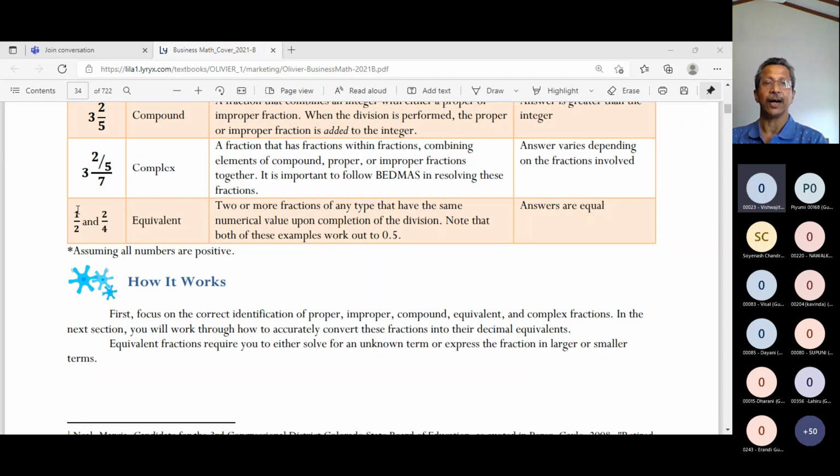Then there are half and 2 upon 4, 1 upon 2, 2 upon 4. Those two are equivalent, right? So the answers are equivalent.